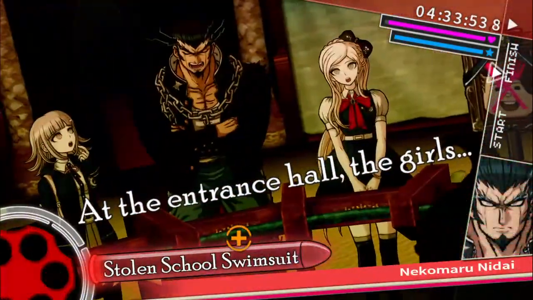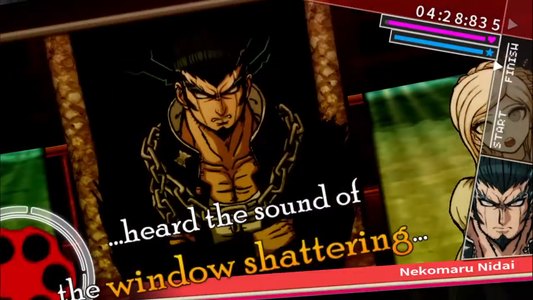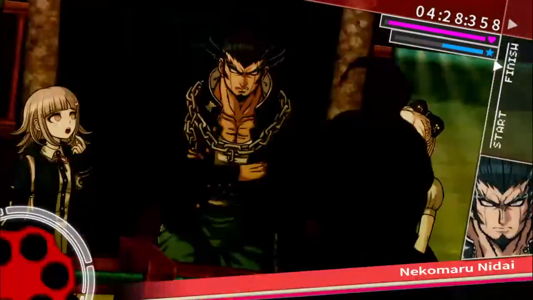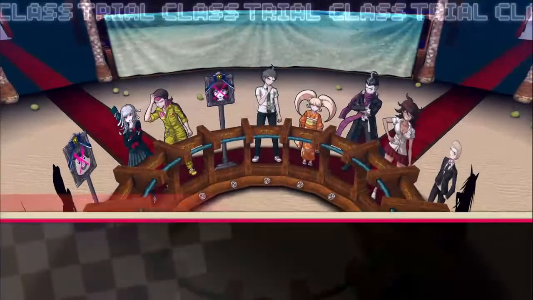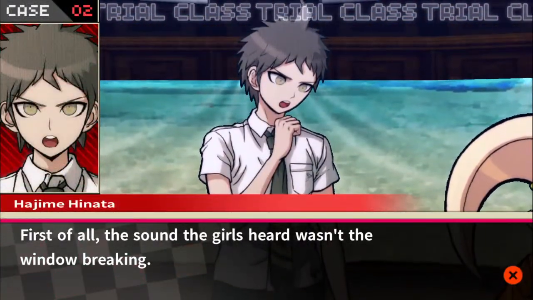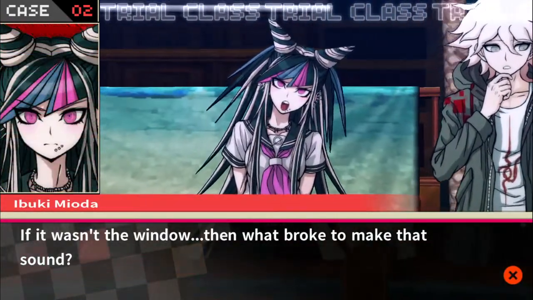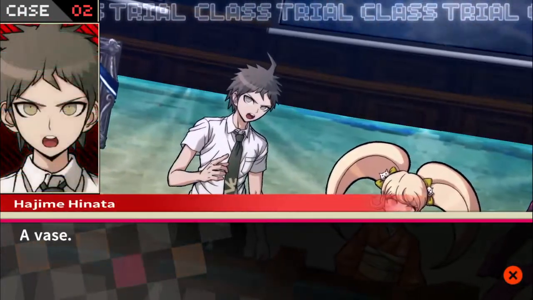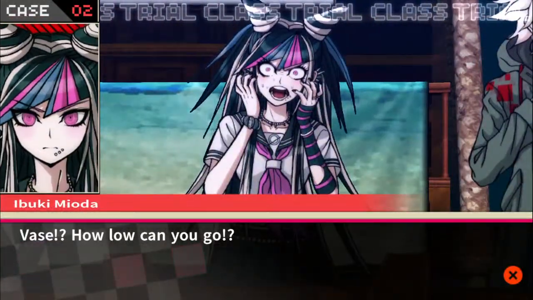At the entrance hall, the girls heard the sound of the window shattering. No, that's wrong! First of all, the sound the girls heard wasn't the window breaking. If it wasn't the window, then what broke to make that sound? A vase. Vase? How low can you go?